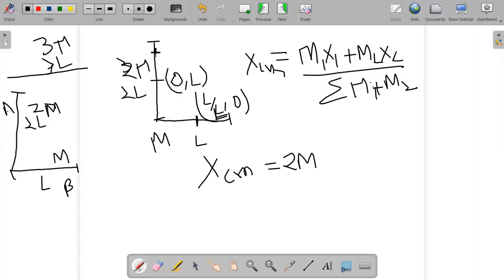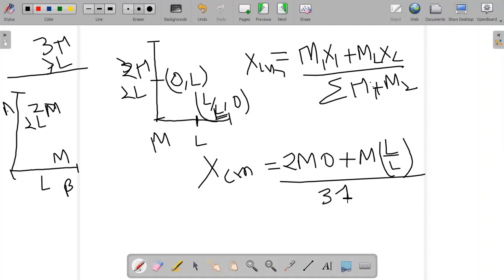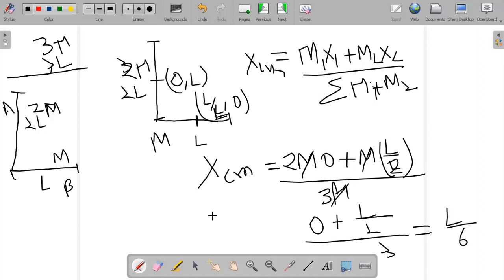What is the x coordinate of this 2L length? 0, plus what is the mass of length L? m. What is its x coordinate? L by 2, divided by total mass, which will become 3m. From all the sides m will get cancelled. 2 into 0 will become 0, plus this is 2 L by 2, divided by 3. So in total this will become L by 6. So x center of mass we are getting L by 6.